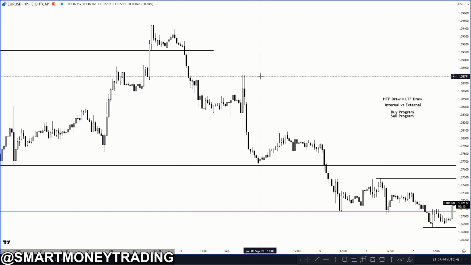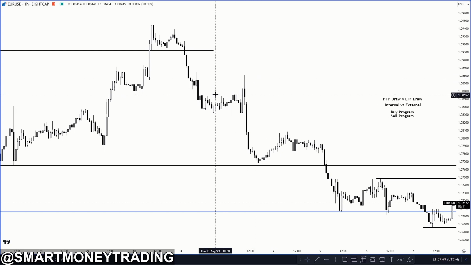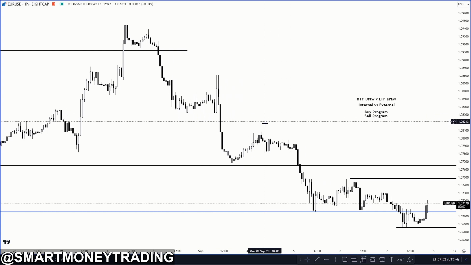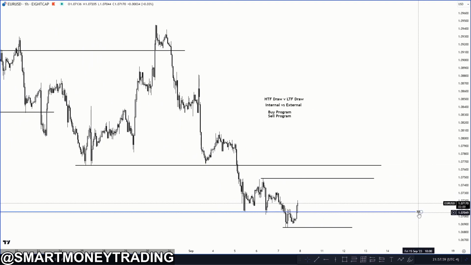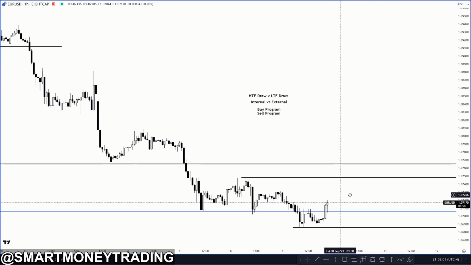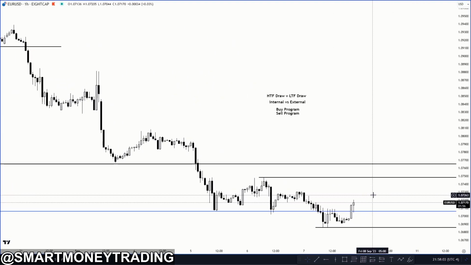On the weekly and the daily chart, you're in a sell program, so you wouldn't be trying to long this right here. Why would you try to long this right here? Where else? This right here would be a valid long. Why? Because we're hitting the projection block. That is a draw on liquidity on the higher time frame bias, on the higher time frame narrative. But overall, you're still in a sell program.